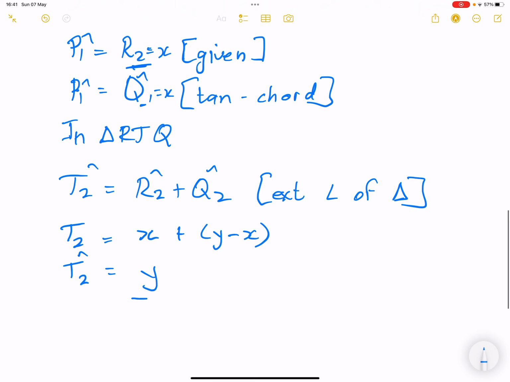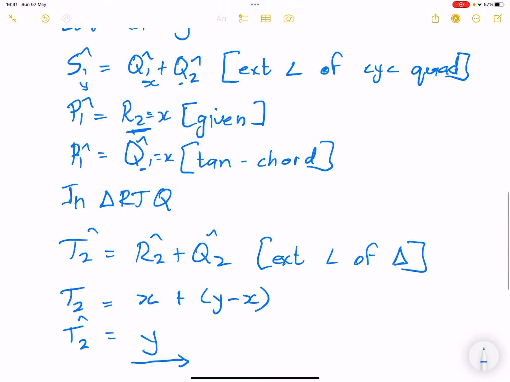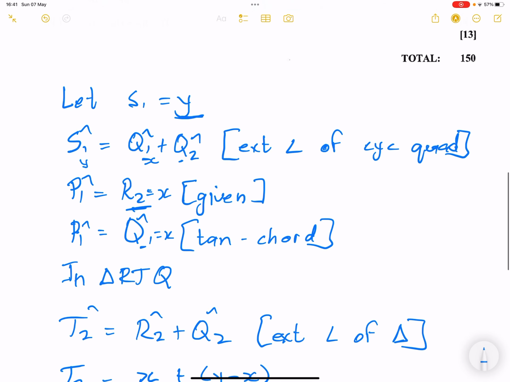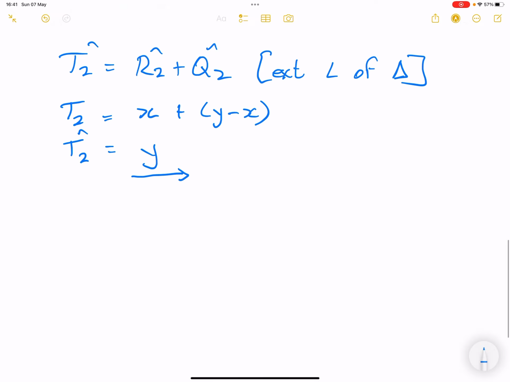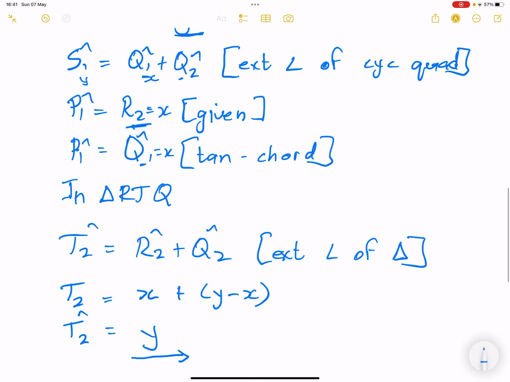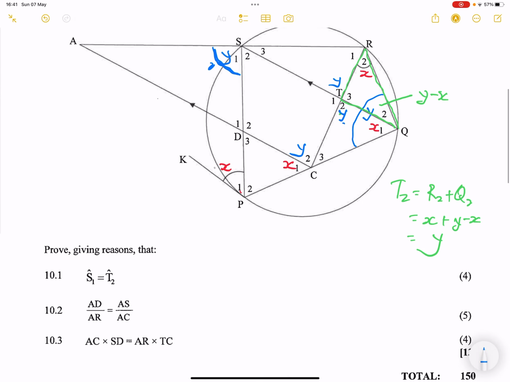Okay, so note T2 is equal to y, but also we remember that angle S1 is also equal to y. So therefore, it means that S1 will be equal to T2. I hope that made sense, ladies and gents. I know that's a lot of x's and y's in there, but I hope it somewhat made sense.